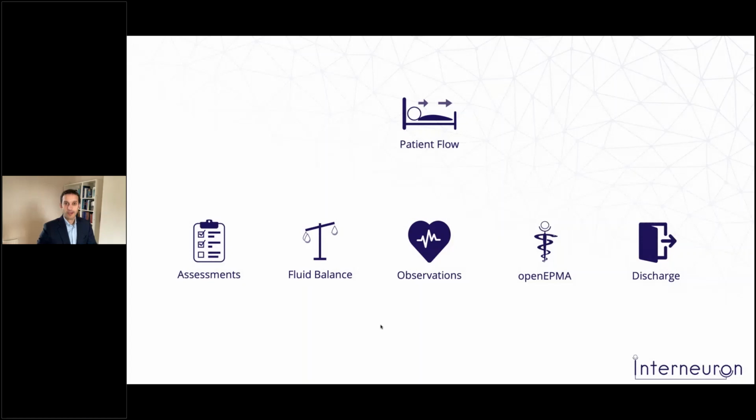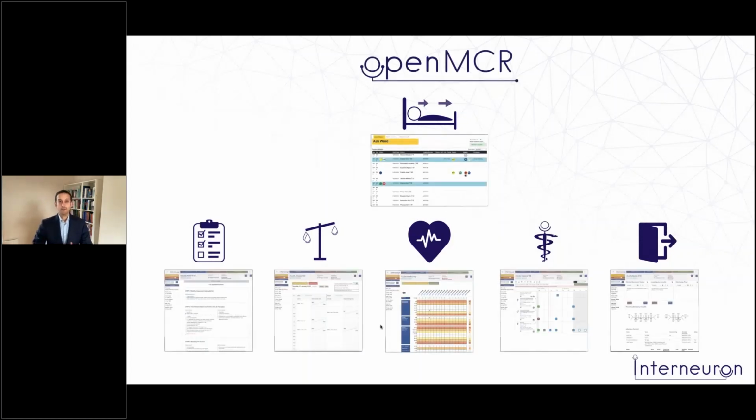So how does Interneuron get involved? Interneuron has developed an open modular care record. It is open in the sense that it is open source, we have an open API, and we are able to integrate with numerous different systems. What you're seeing at the moment is our modular care record. We have our patient flow command center at the top there, which is fed by our individual modules. We have an assessments module, which, as I said before, can capture data at various points within the pathway. Fluid balance, observations, electronic prescribing, and discharge. All of these modules fit within a common framework.